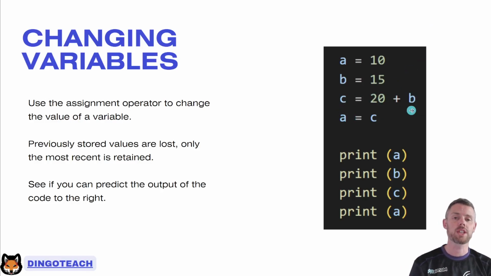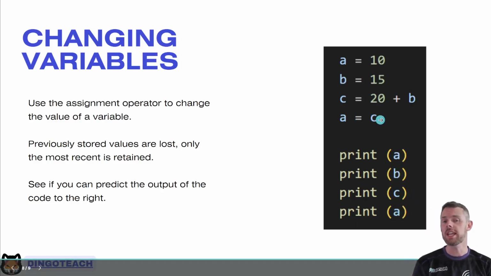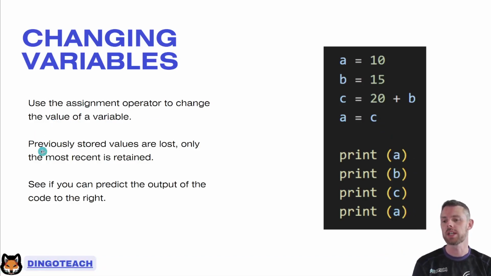And then a equals c. And then it's printing a, b, c, a. Okay, what do you think it will print to the screen? It's important to note only the last or the most recent value assigned using the assignment operator is kept. So with that in mind, predict what the output is, go and type it in and have a go yourself.